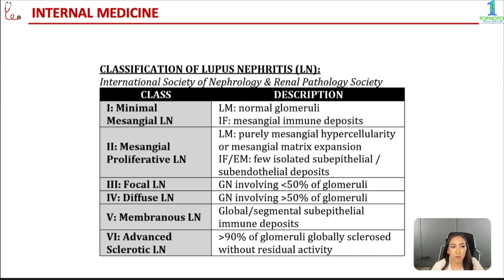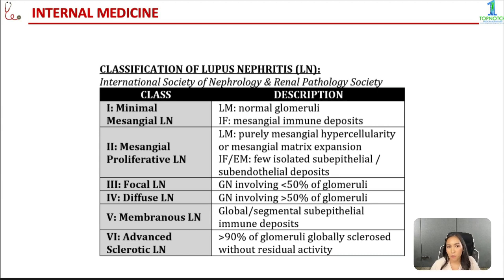Class 2, mesangial proliferative. Light microscopy, abnormal na. And on immunofluorescence, meron ng subendothelial deposits. Class 3, focal, involving less than 50% of glomeruli. Class 4, diffuse, involving greater than 50% of glomeruli. Class 5, global or segmental deposits. And class 6, advanced, sclerotic, greater than 90% of glomeruli.